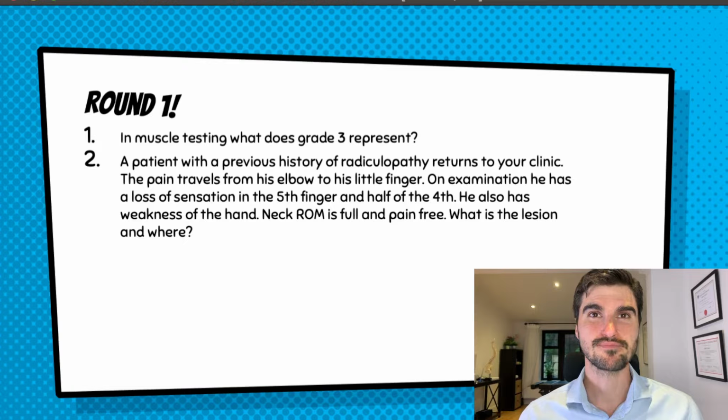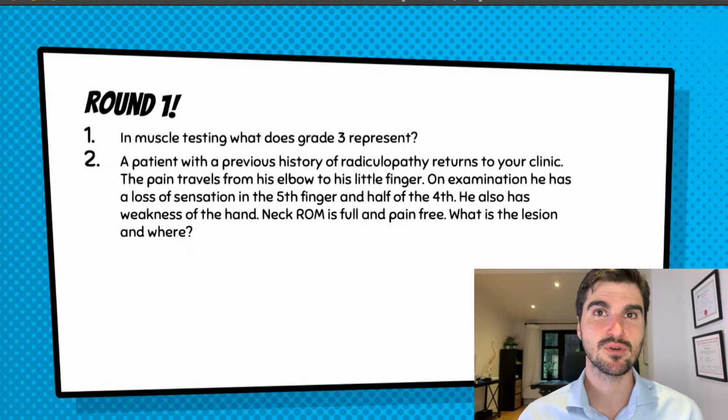Question 2. A patient with a previous history of radiculopathy returns to your clinic. The pain travels from his elbow to his little finger. On examination, he has a lost sensation in the 5th finger and half of the 4th. He also has a weakness of the hand. Neck range of motion is full and pain-free. What is the lesion and where?